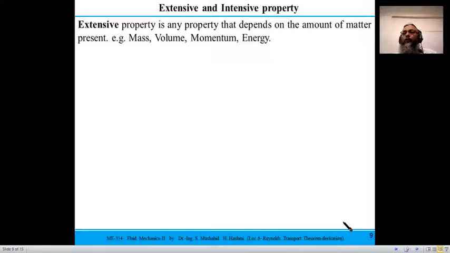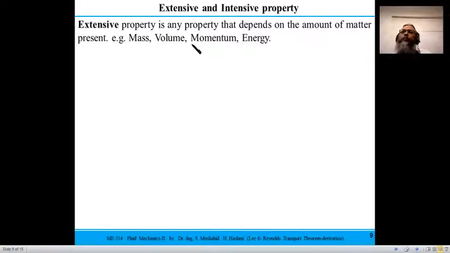When you talk about variables, you have seen that the properties are the entities that represent systems. So for example, if we talk about mass, if mass is 2 kilogram, you know it is a small mass. If mass is 100 kilogram, you know the mass is much bigger. So extensive properties are such properties which depend on the amount of matter present in the system. Just like an example, mass is an extensive property, and volume is an extensive property.